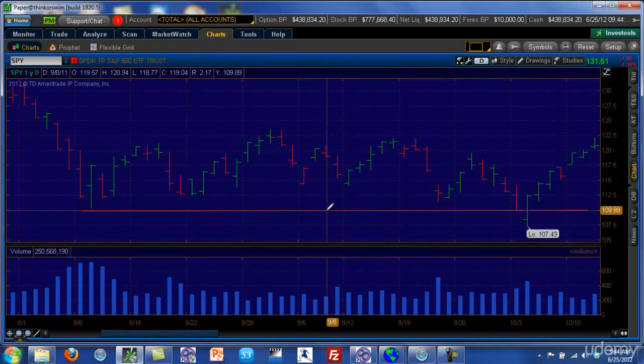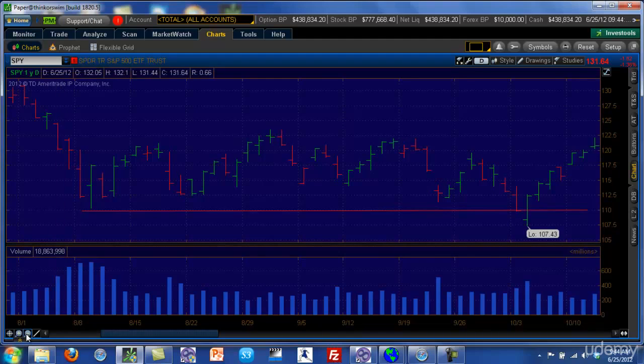So technical traders, technical analysts will tell you that this support area held over here because it did not close below the support line. So this point will always represent a strong support area for the spider.